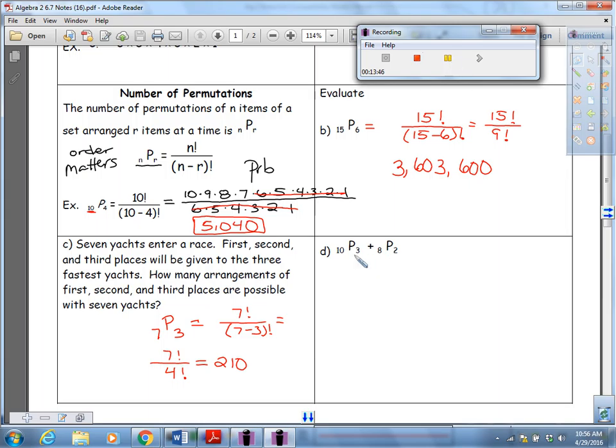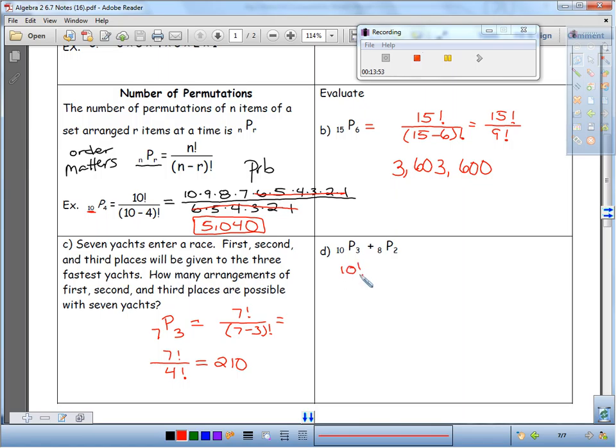Next one. Now we're just going to add these 2 permutations. So again, rewrite it as 10 factorial divided by 10 minus 3 factorial, which is 7 factorial, plus my 8 factorial divided by 8 minus 2 factorial, which is 6 factorial. 8 minus 2 is 6. 10 minus 3 is 7.